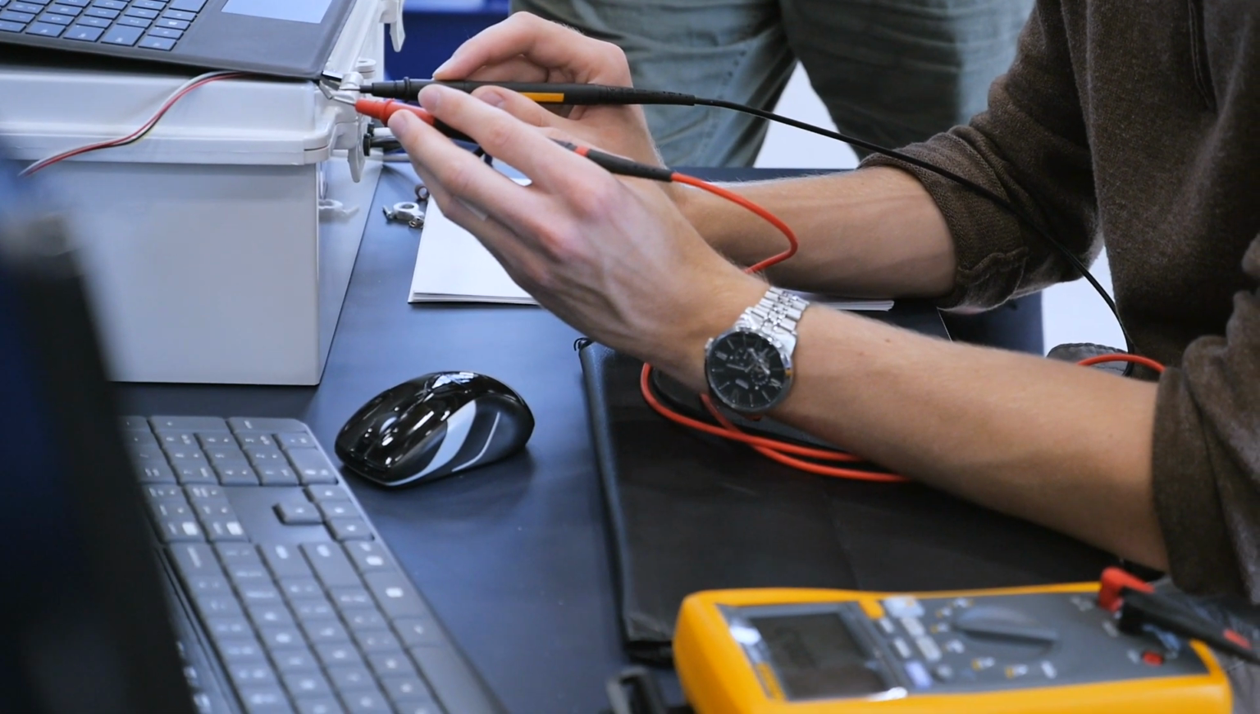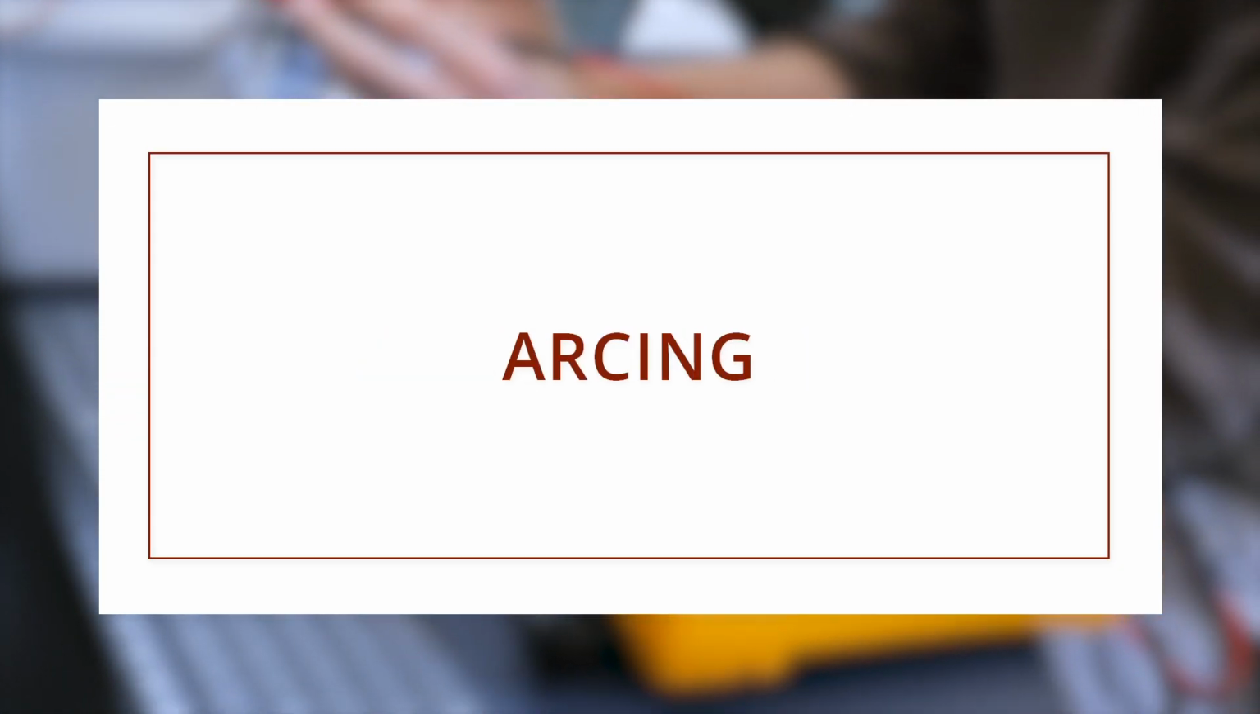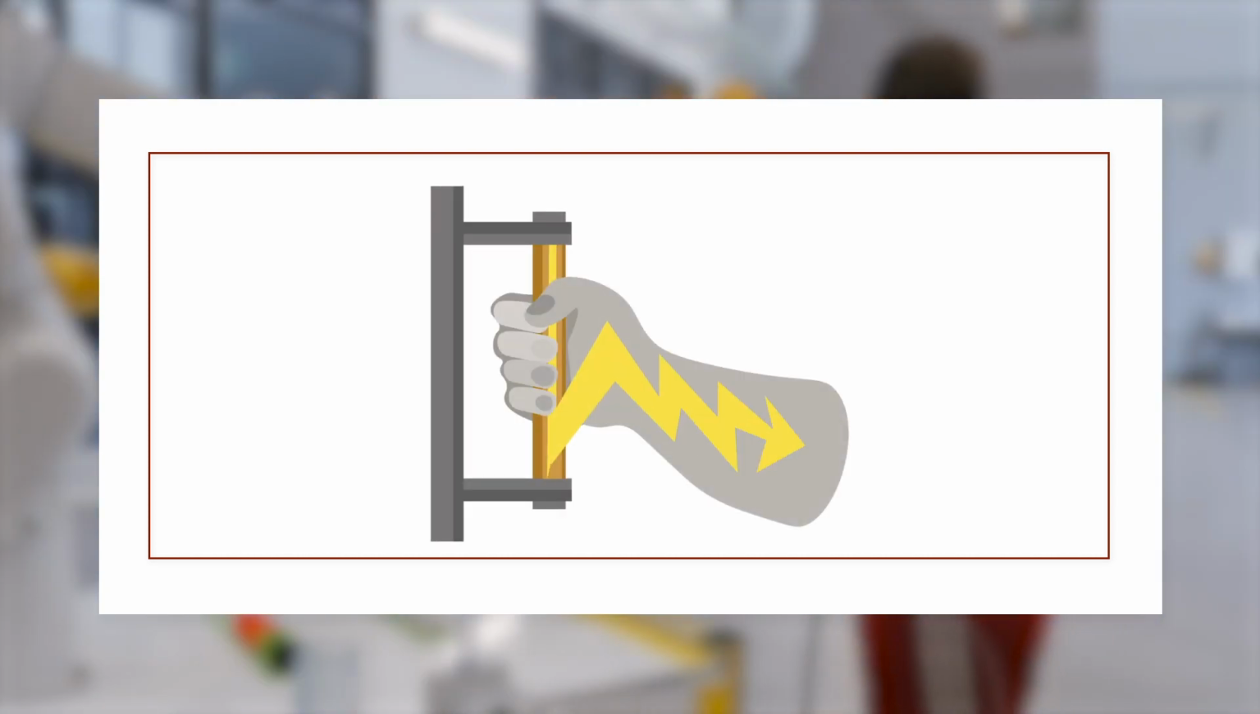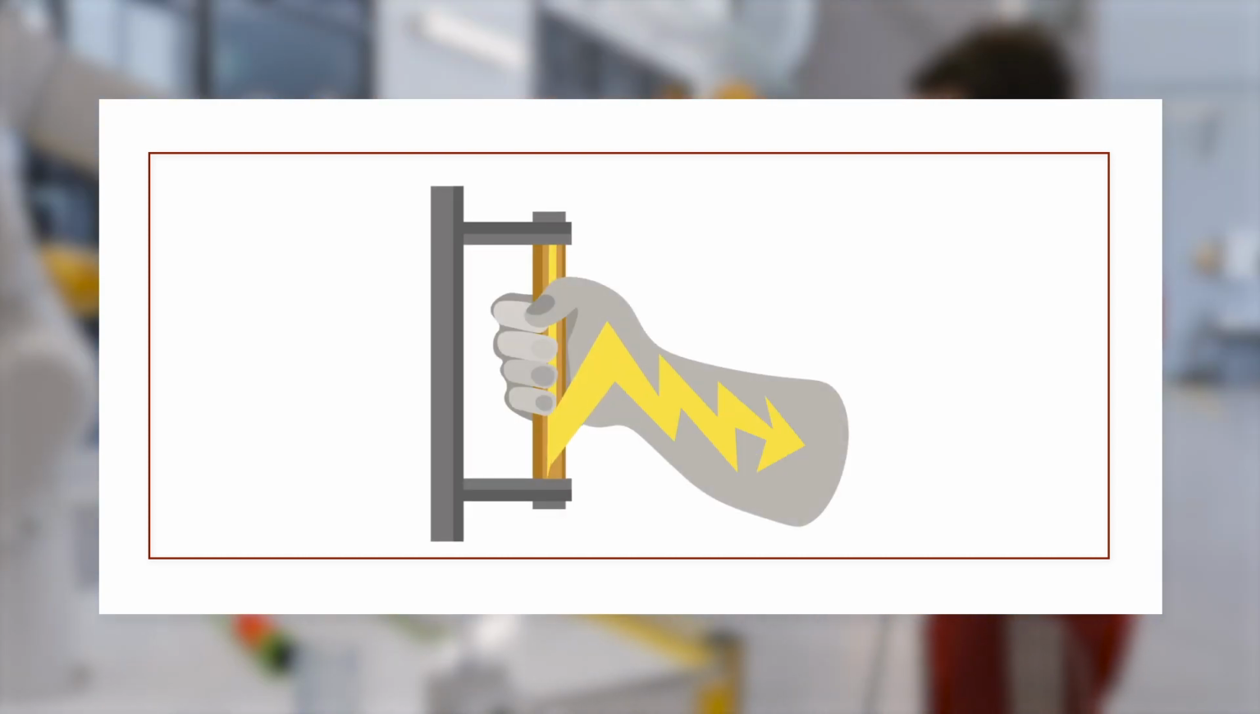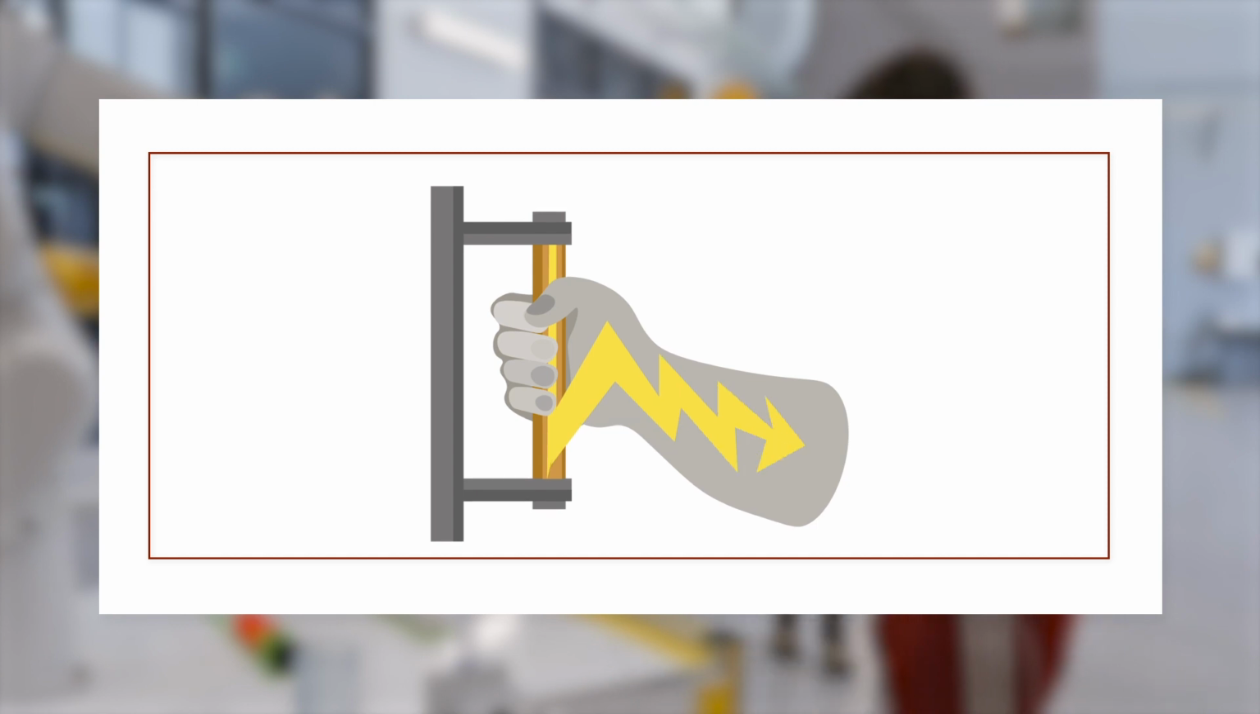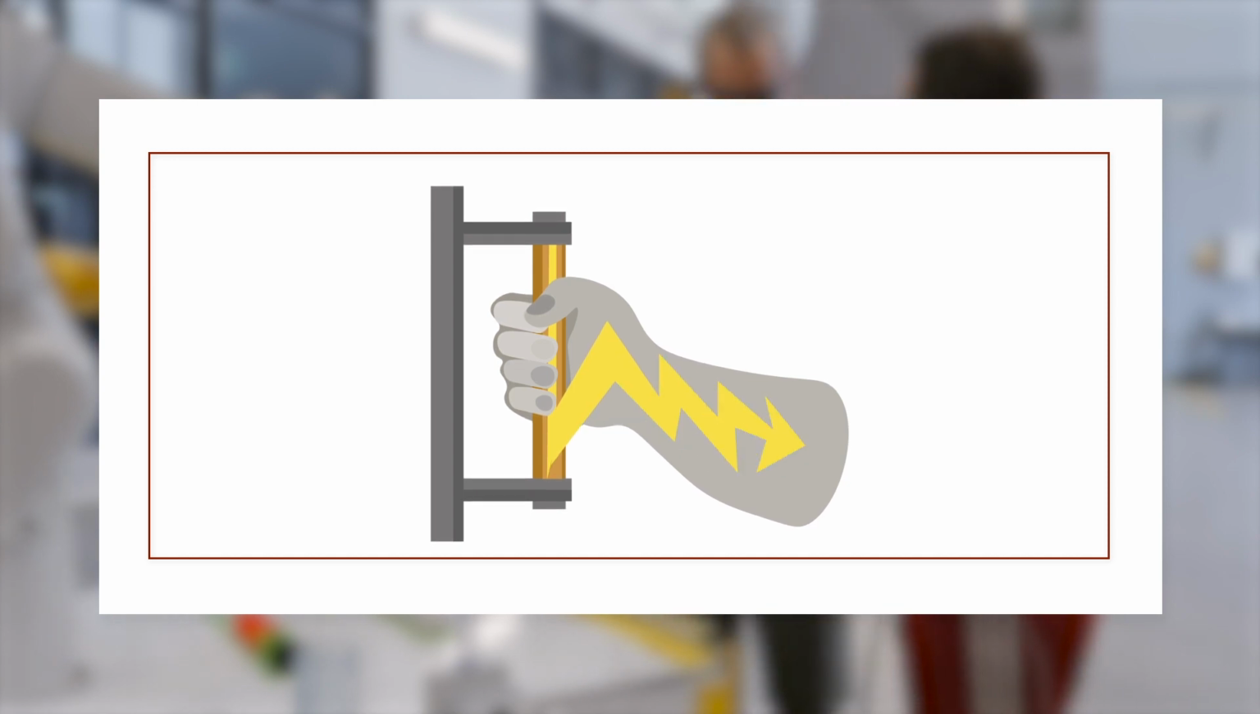Hazards. There are 3 primary hazards associated with electricity: electric shock, arcing, and blast. Electric shock is the sudden physiological stimulation that occurs when electricity passes through the body. This is the most common hazard and will be the primary focus of this video.